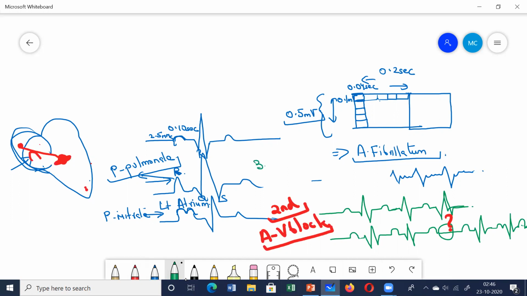Now, what happens in the third degree AV block? In the third degree AV block, usually there is a dissociation between the atria and the ventricles. The atria beat on their own, and the ventricles beat on their own. You can't find a relation. Usually after every P wave, you will find a QRS complex. But in third degree AV block, the atria beat on their own, and you won't find a relation between the P wave and the QRS complex.